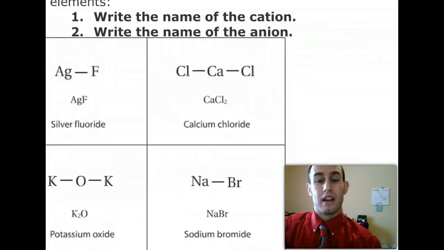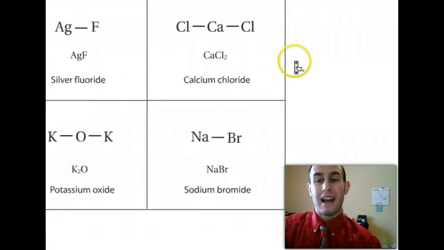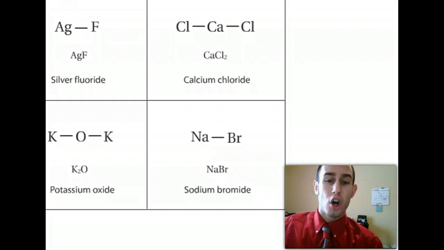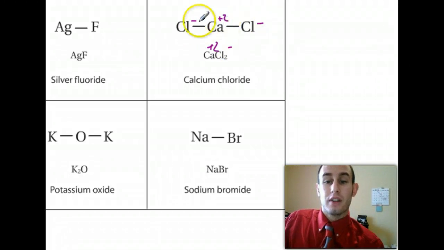Here's our examples. Ag and fluorine. Silver fluoride. I drop the INE on fluorine and it becomes fluoride. Calcium chloride for CaCl2. And again, I figure out that it's CaCl2 because I know, looking at a periodic table, that calcium has a +2 charge, chlorine has a -1 charge. I need two chlorines, two negatives, to balance the +2 charge on my calcium. So that's where that crossover method comes into play. The 2 goes right down here, the 1 goes right there.